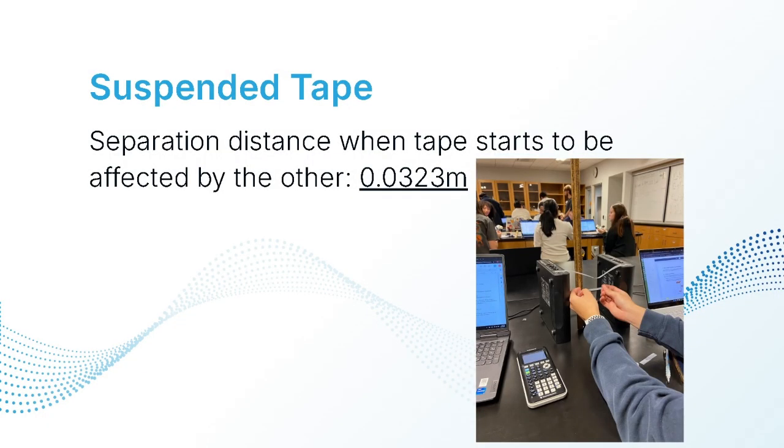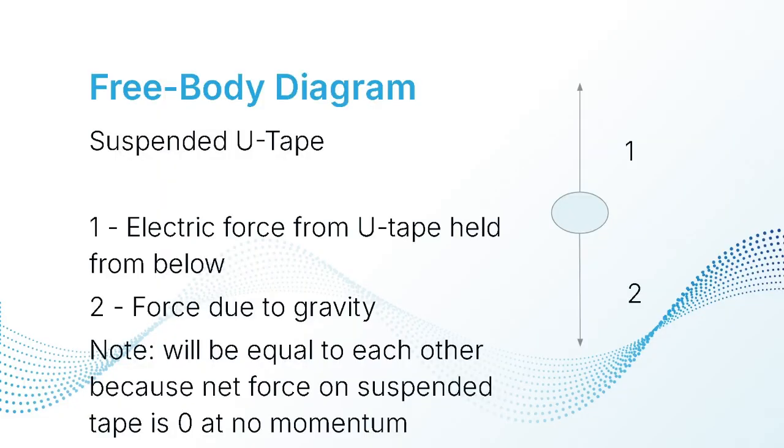So here's us doing the suspended tape part. We found that it starts to be suspended at 0.0323 meters, or 3.23 centimeters. So here's our free body diagram. You see 2 is the gravity pulling down, and 1 is electric force pushing up, making it net neutral, net zero force.